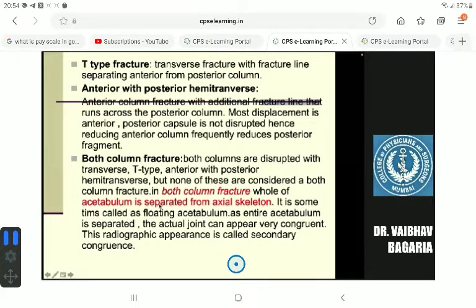T-type fractures are transverse fractures with a fracture line separating the anterior from the posterior column. You can also have anterior with posterior hemitransverse, and of course both column fracture is something that you must know about. Now, you have to remember in both column fractures, the whole of the acetabulum is separated from the axial skeleton and can be called a floating acetabulum. The actual joint can still appear very congruent, and this is called secondary congruence. So sometimes both column fractures may be a blessing in disguise because your actual acetabulum is congruent.